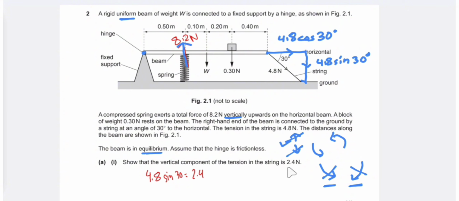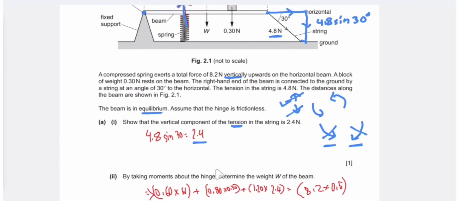Show that the vertical component of the tension in the string is 2.4 Newton. So the tension in the string is 4.8 Newton. For this 4.8 Newton force, we need to find its vertical component. We have found that it is 4.8 sin 30. If we calculate using a calculator, it would be 2.4, correct to two significant figures. So 2.4 Newton, as shown.